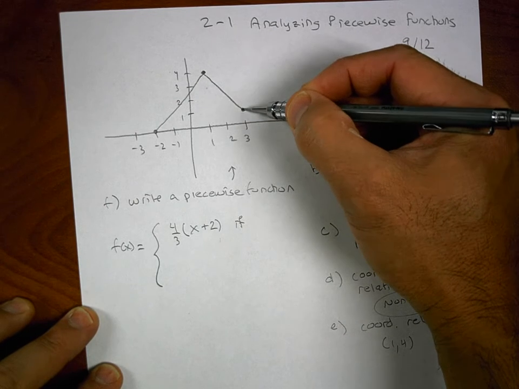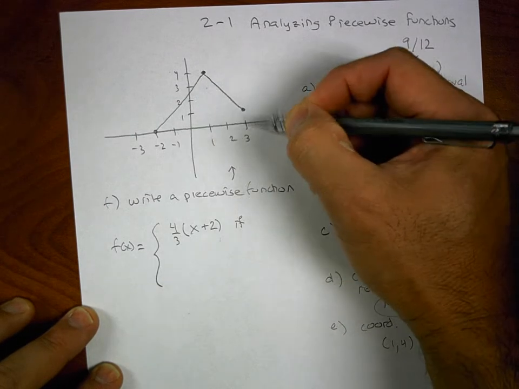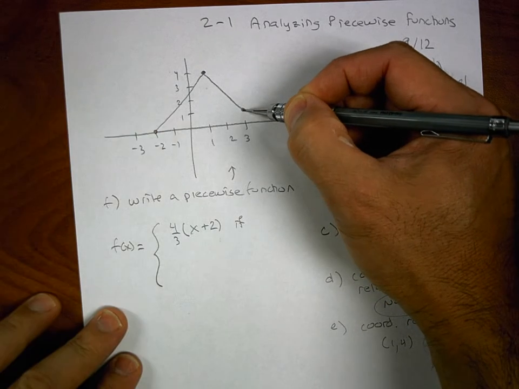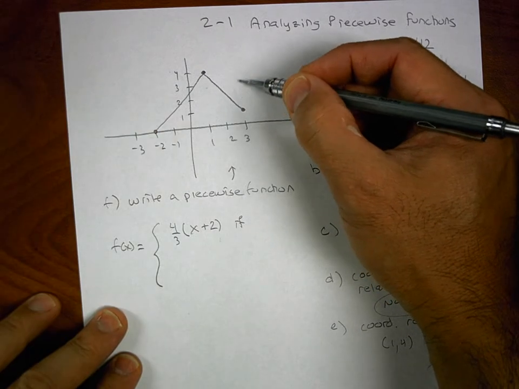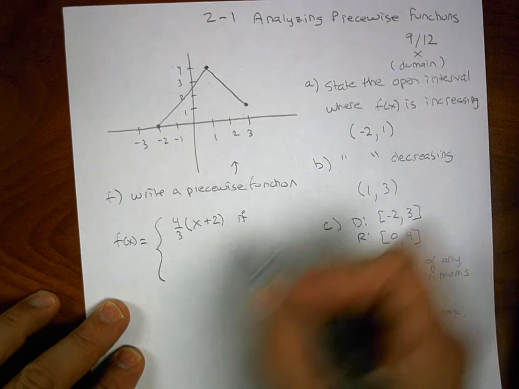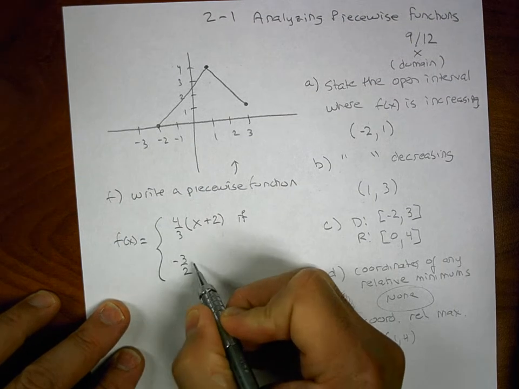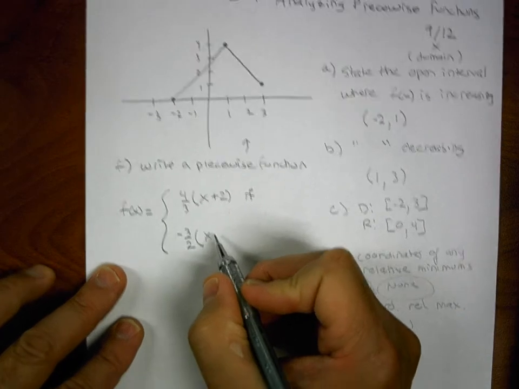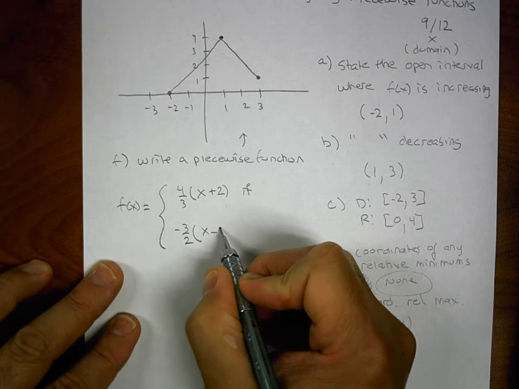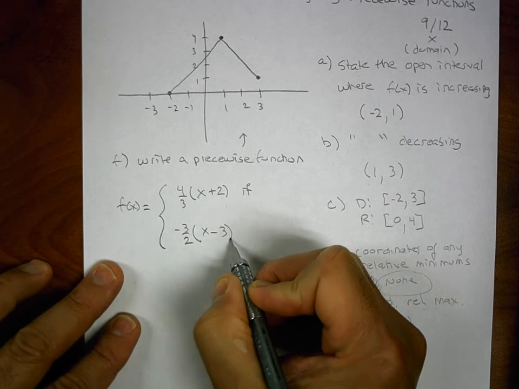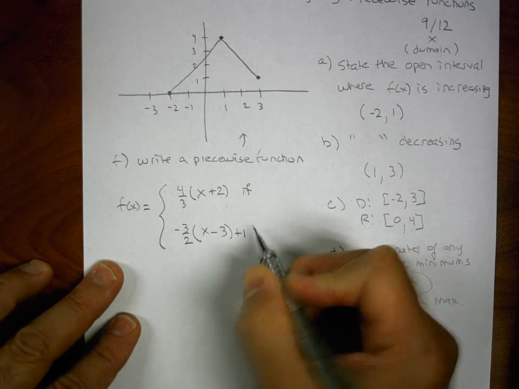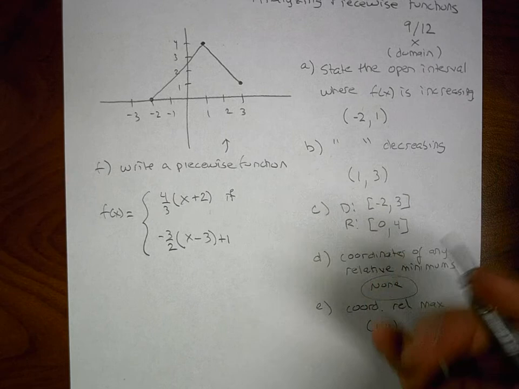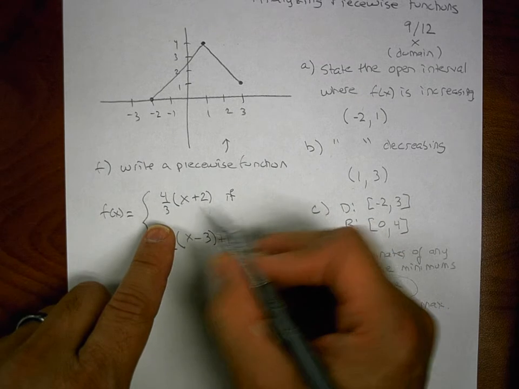Okay, 3, 1. Okay, it goes up 3 to the right, up 1. What's our slope? 1, 2, 3, 2. So -3 over 2. And 3 to the right. So x, how do I write that? X minus 3, and then plus 1. There we go. Okay, so we have the two lines, right? Now we just have to put where we see it.